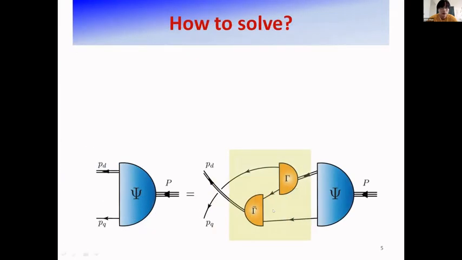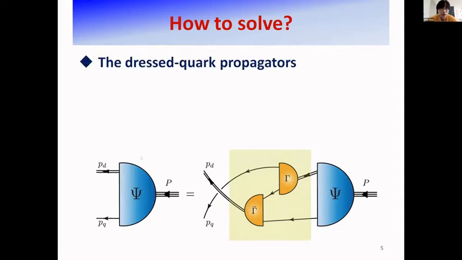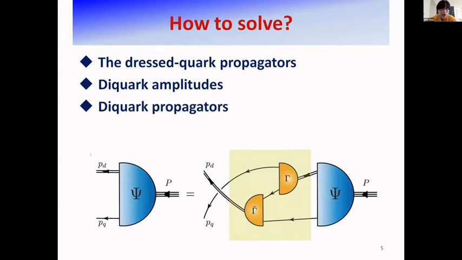So the question is how to solve this two-body quark-diquark Faddeev equation. In principle, we need to solve the gap equation of the dressed quark propagators. We need to solve the Bethe-Salpeter equation of the diquark amplitudes. We also need to solve the Dyson equations of the diquark propagators. When we get all the numerical results, we put them into the right-hand side here, here, and here. Finally, we can get the Faddeev amplitudes on this blue side.